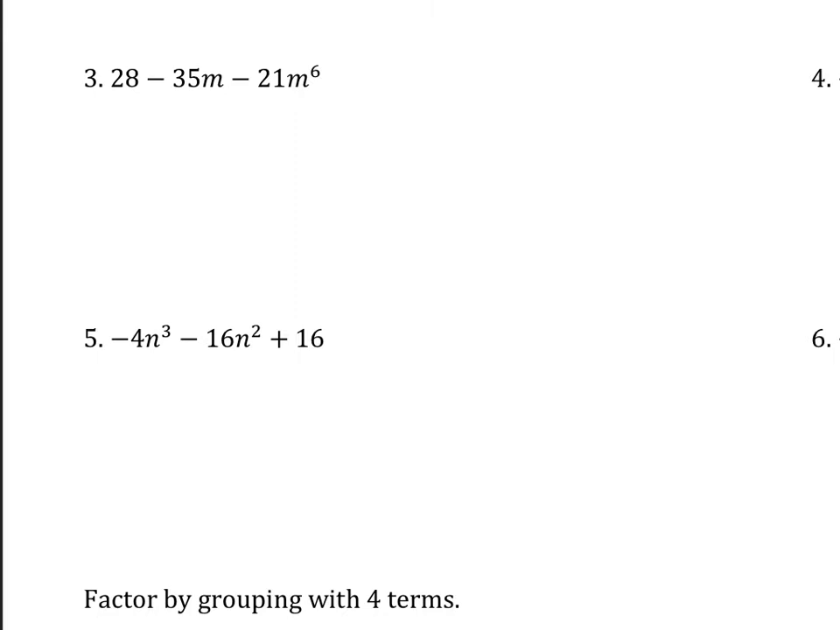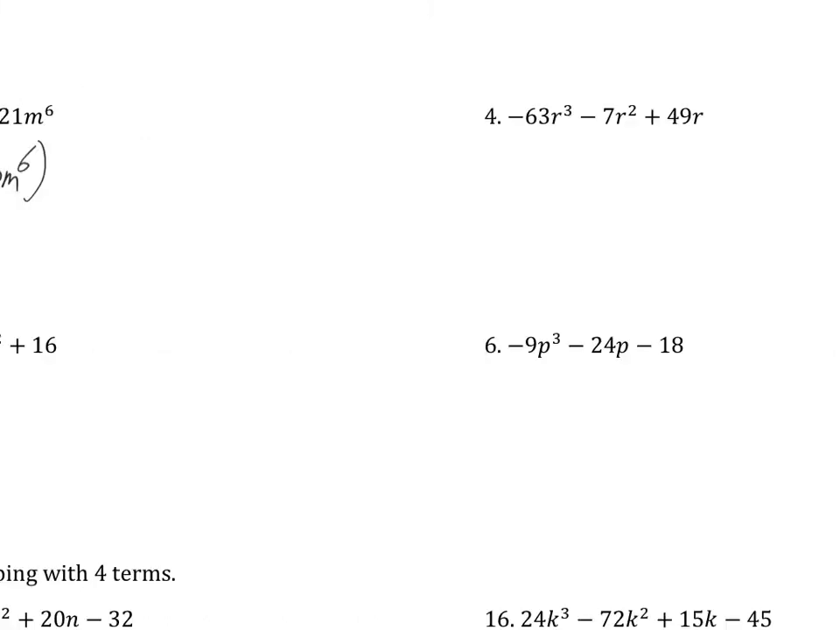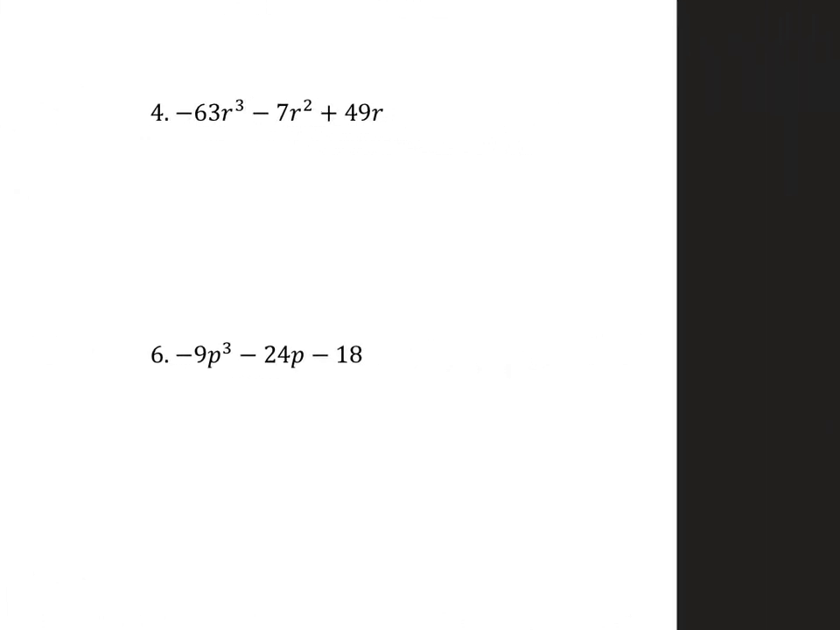So looking at this, 28, 35, and 21. Well, I thought about it and said, what are factors of my smallest number? Well, 7 is a factor for 21. 7 goes into 28 and 35, so I pulled out a 7. Then I'm looking, they don't all three have m's, so I'm not going to pull out any m's. 28 divided by 7 is 4. 35 divided by 7 is 5. The m just rides along. 21 divided by 7 is 3, and the m to the 6th just rides along. All right, go ahead and try out the next one.